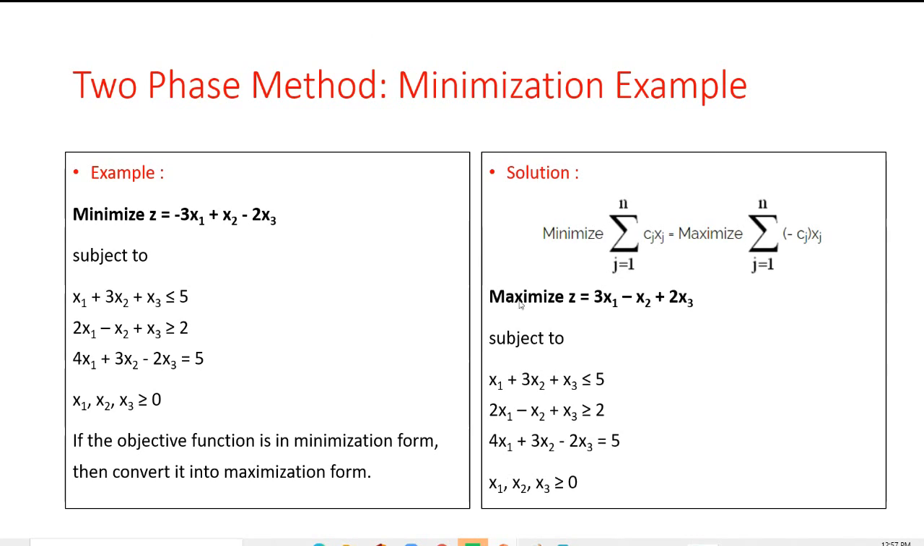So here our solution is required in the form of maximize z, so all the negative signs become positive and positive becomes negative. Here minus 3x1, so minus minus becomes plus 3x1. We have plus x2, so it becomes minus x2, and we have minus 2x3, it becomes plus 2x3. So this is our maximize objective function, and all the subject constraints are as they are. Here we just convert the minimize objective function into the maximize form. So this is our step 2.